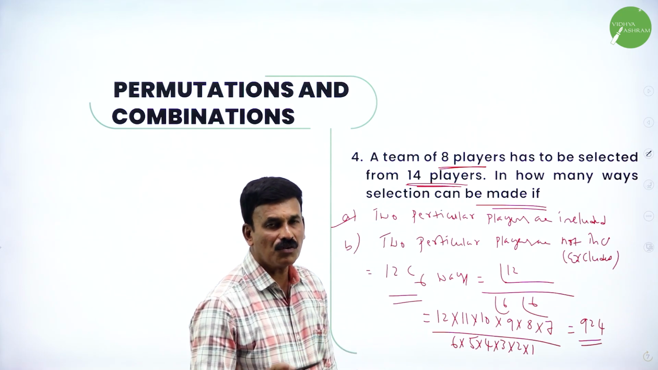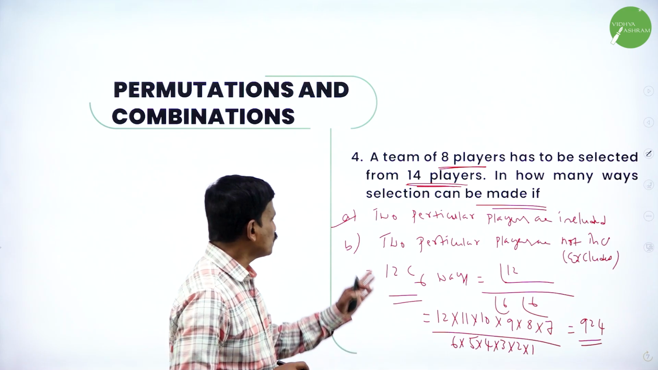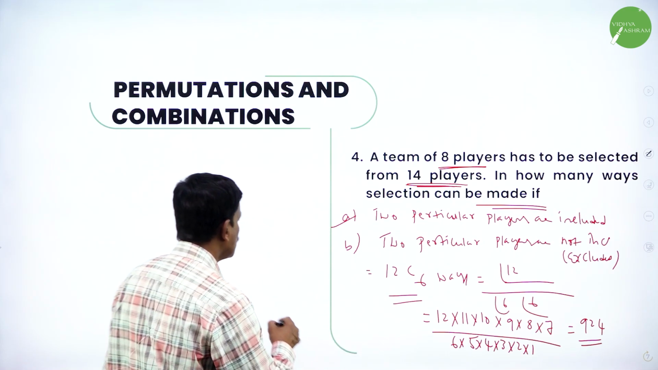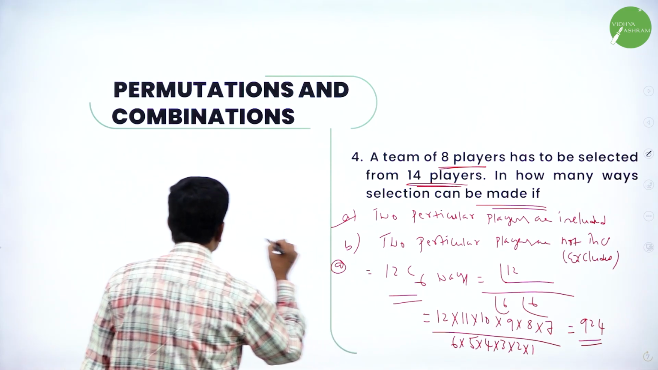The first case is done. Now, what is the second case? Second case, if two particular players are excluded. Case number 2.